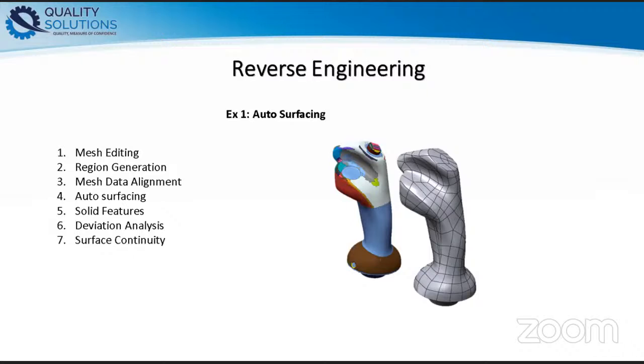Then we will align the mesh data with the default references of the workspace. Then we will go to auto surfacing, in which we will create the contours and create the solid model, and then perform some features such as holes and pockets on it. Then we will analyze the final solid model and see how much it has deviated from the original mesh data.